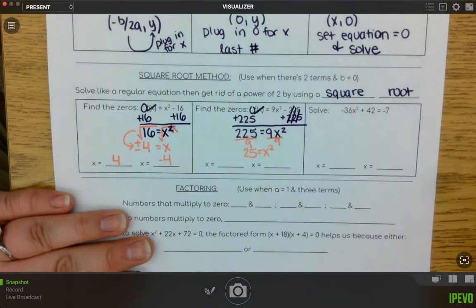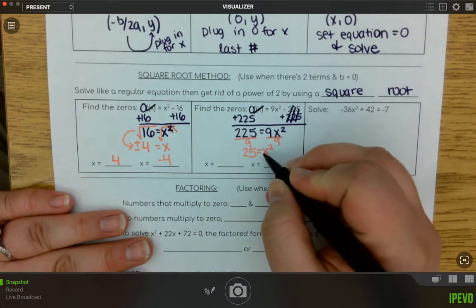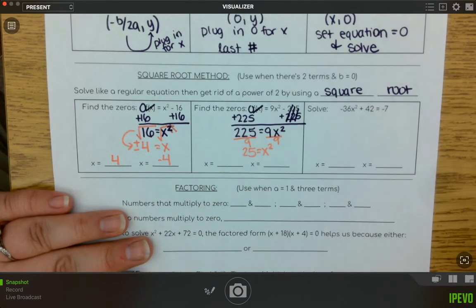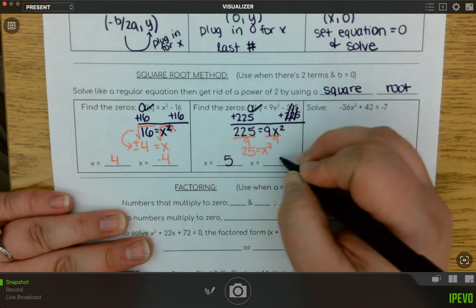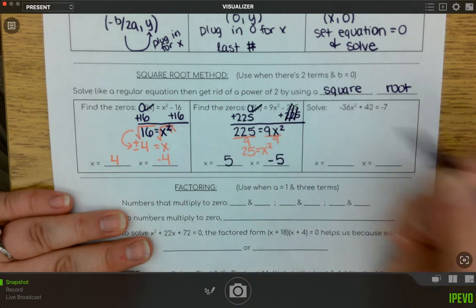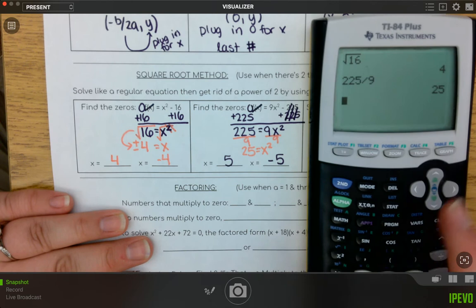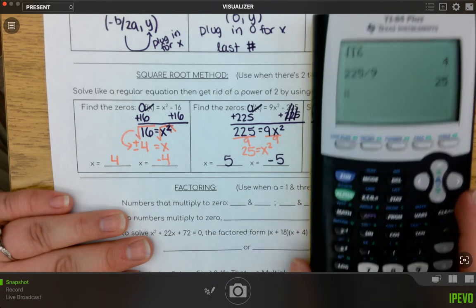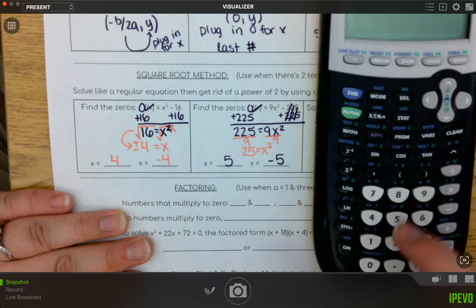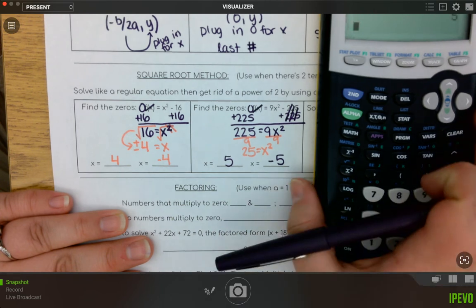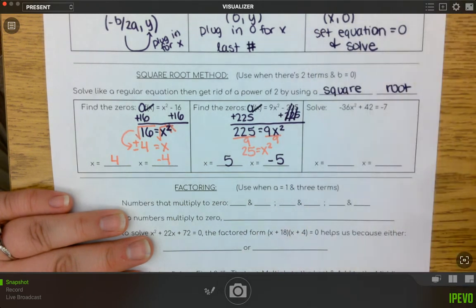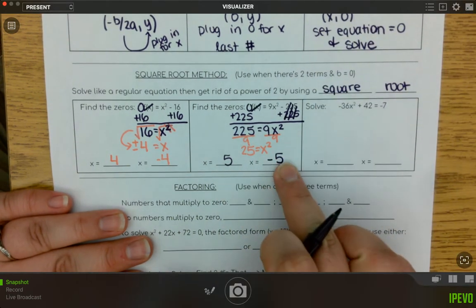And then you've got your two options. Either ask yourself, what number squared is 25? Hopefully you know that that's 5 and negative 5. Second option, hit the blue button, then the x squared button, and type 25. 5. Just don't forget that there's one positive, one negative.